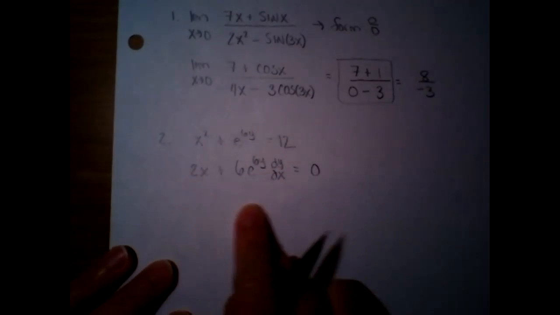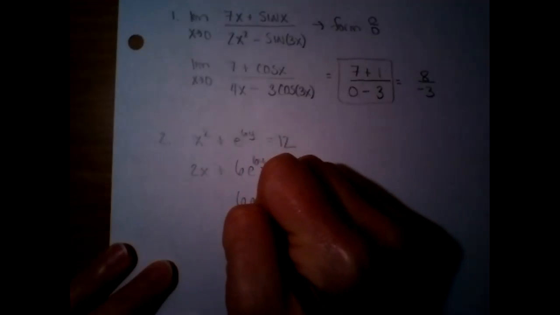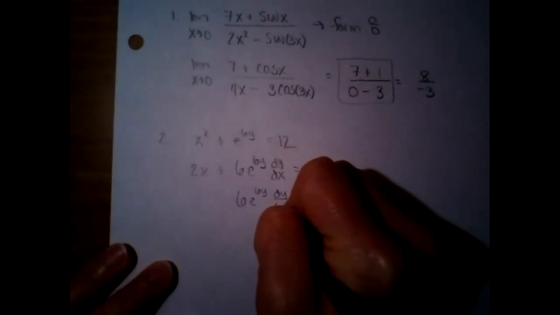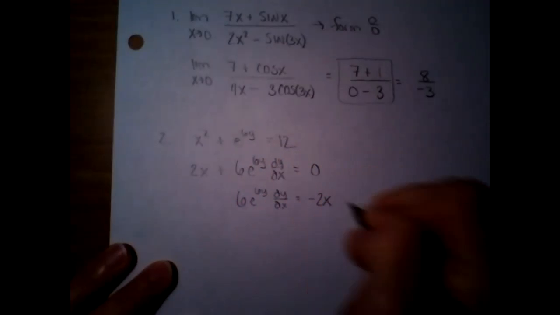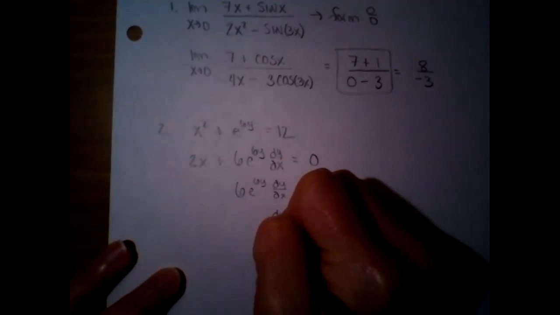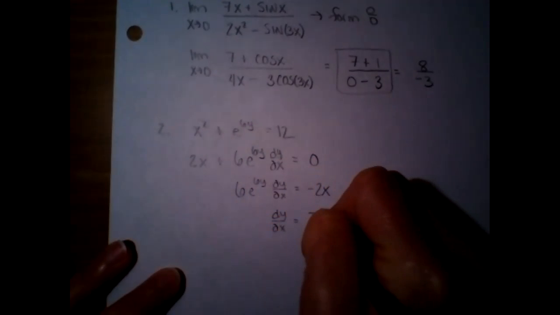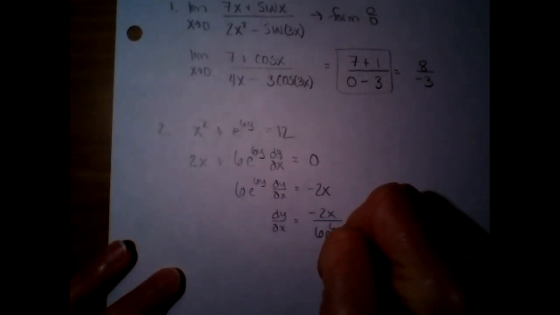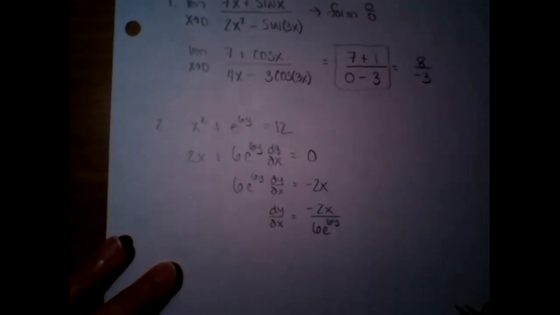So I'm going to subtract over the 2x. And then we're going to divide by the 6e to the 6y. And you can just stop there. That's a perfectly good answer.